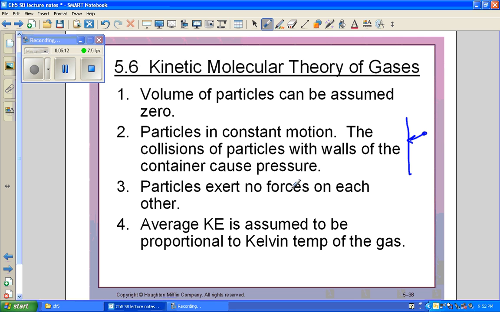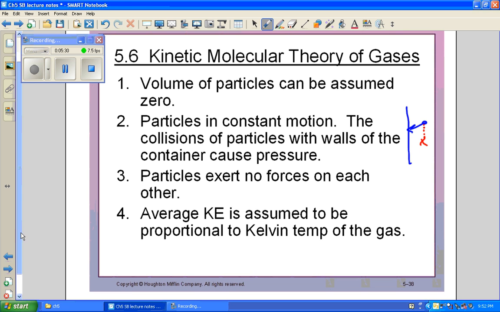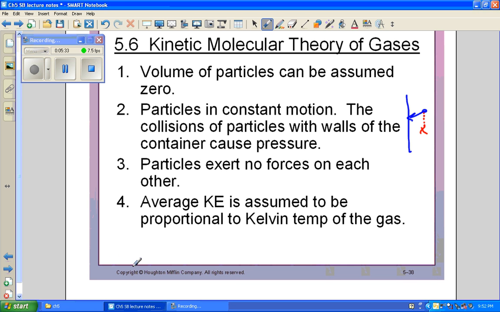Particles exert no forces on each other. So what this means is if I were to interject another gas particle into here, there are no forces between the two. And then the average kinetic energy, remember this is movement, is assumed to be proportional to the Kelvin temperature of the gas. So if I increase my kinetic energy, the movement of the gases, I am increasing my temperature.